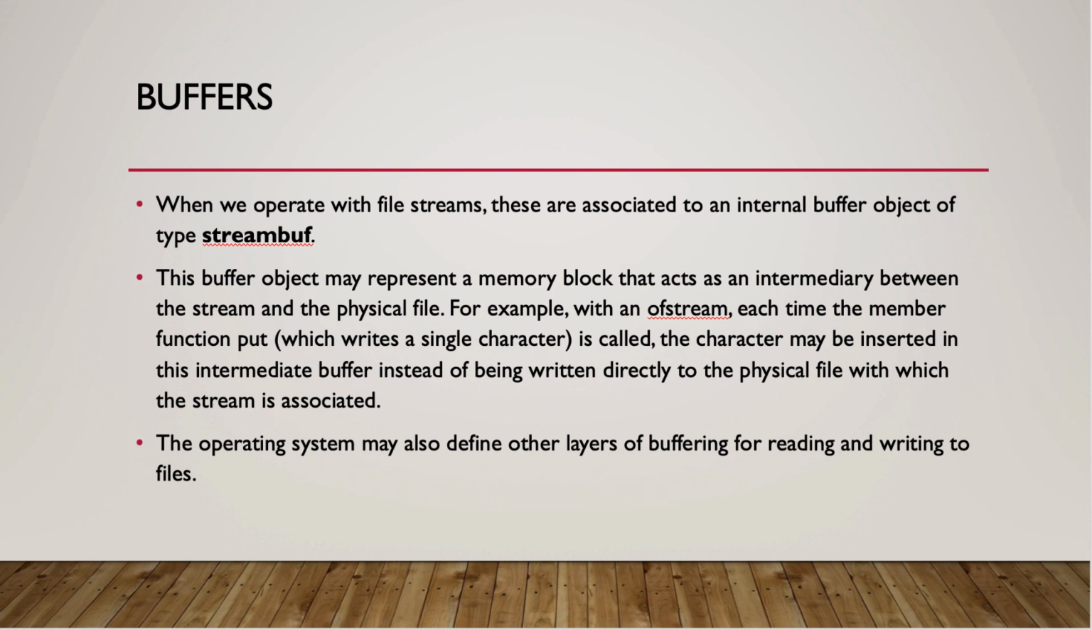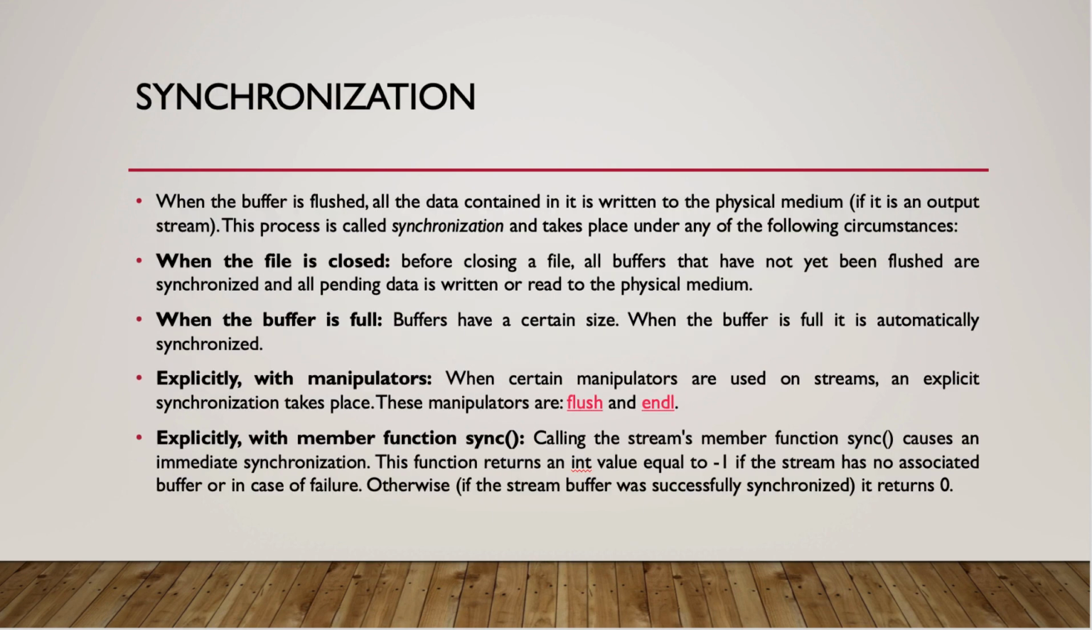So when the buffer reaches a specific threshold, it is written. When the buffer is flushed, all the data contained in it is written to the physical medium. Instead of writing it character by character, you buffer it somewhere and then write it all at once when you flush the buffer. This process is called synchronization. When you synchronize, you're flushing the buffer to the file or bringing the information you read from the file to the program. Synchronization happens when the file is closed.